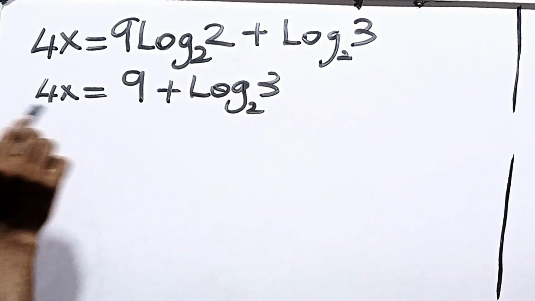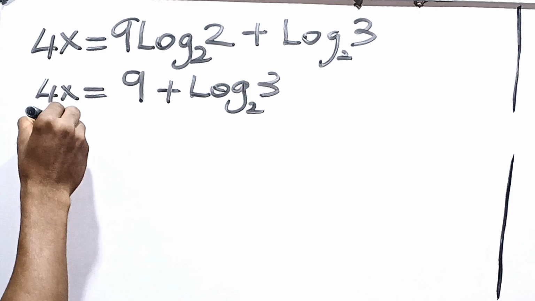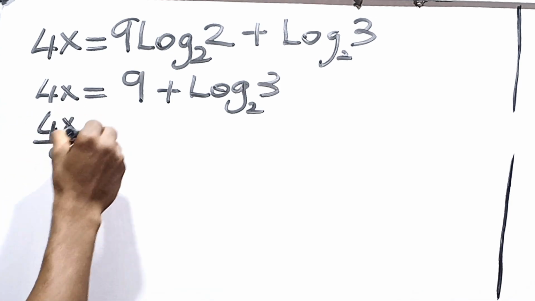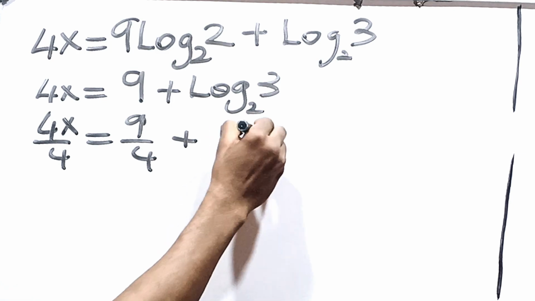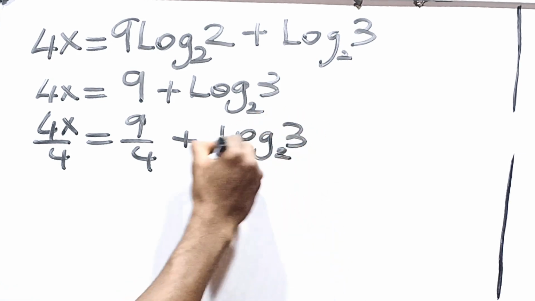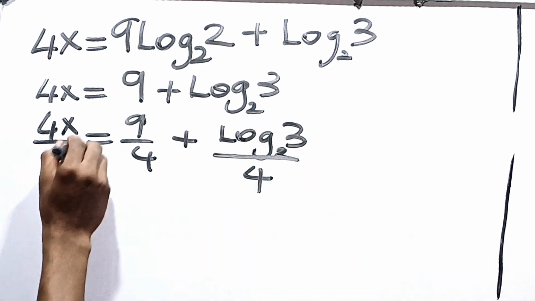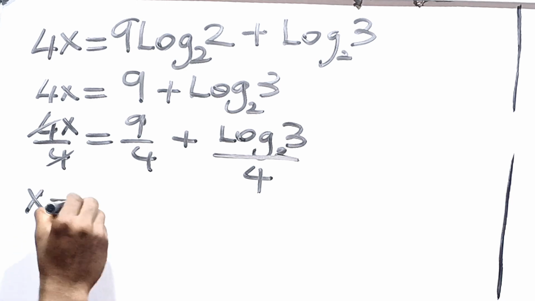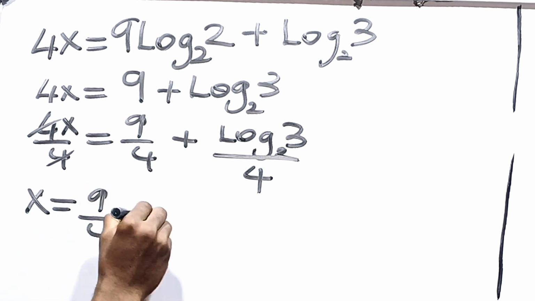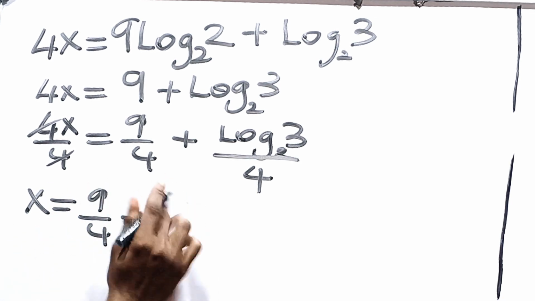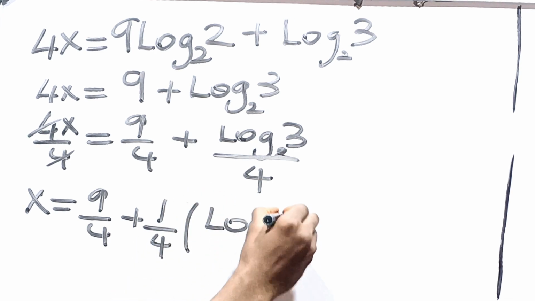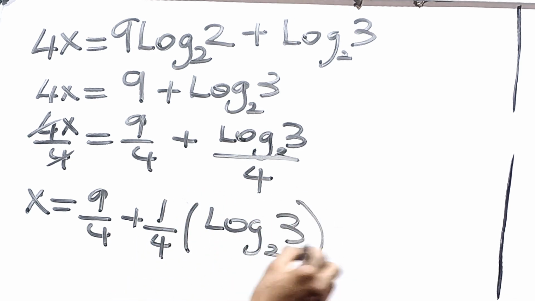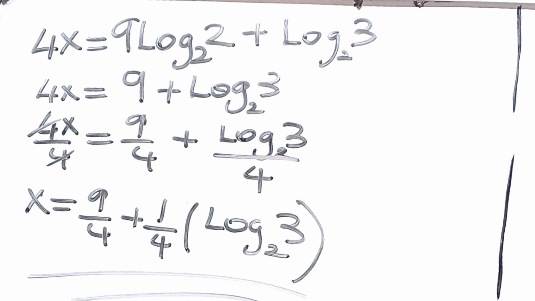Let's divide each term by 4. So we have 4x divided by 4 is equal to 9 divided by 4 plus logarithm of 3 to base 2 divided by 4. 4 divided by 4 is 1. X is now equal to 9 over 4 plus, let's say, 1 over 4 multiplied by logarithm of 3 to base 2. Now this becomes the final solution to this question.